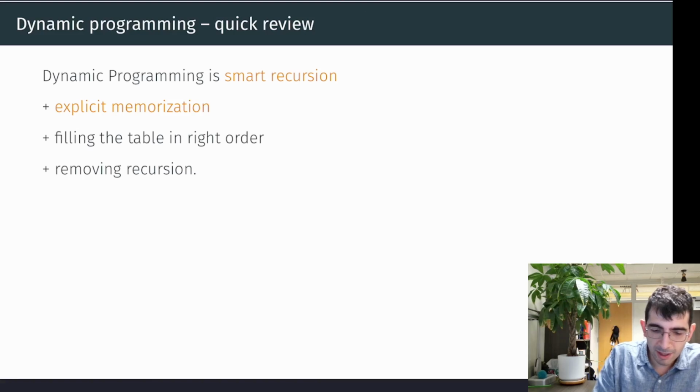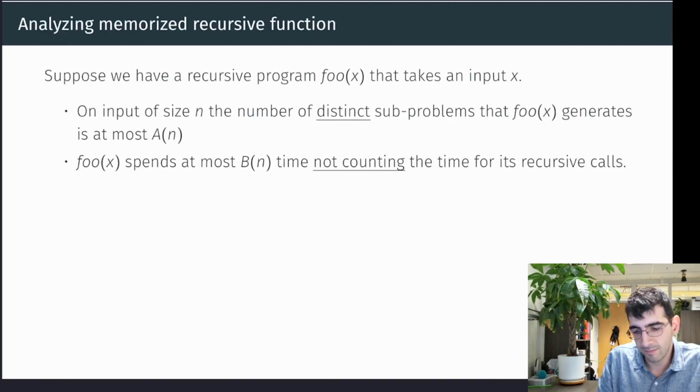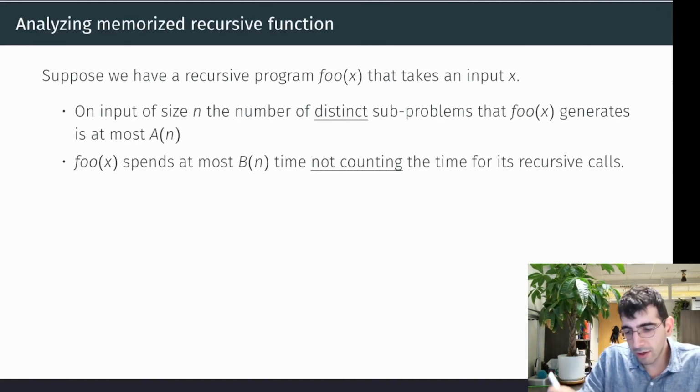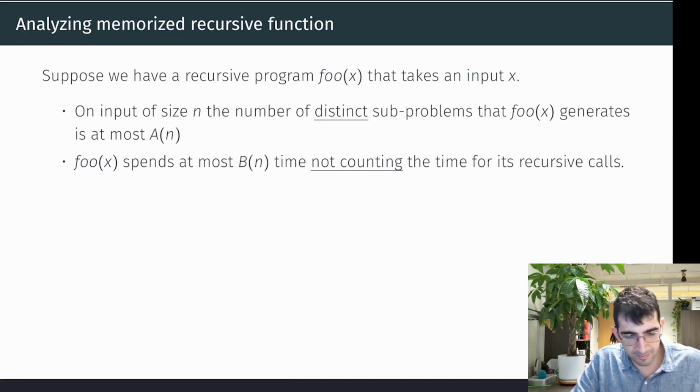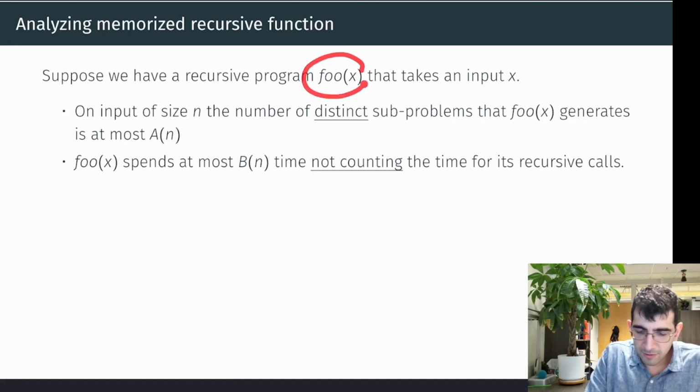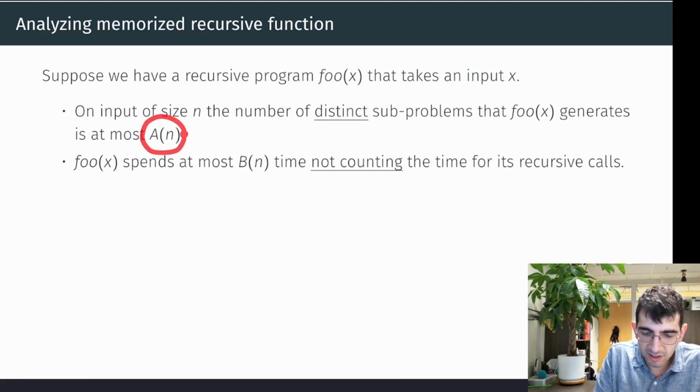So all we need for dynamic programming is, as we saw with the Fibonacci example, to have a table of outputs for each instance and to fill this table in the right order. Doing these three things allows us to remove the recursion. So let's say we have a recursive program. Let's step away from Fibonacci and abstract it even more, and say we have a recursive program foo that takes in some input x, and we know that the number of distinct subproblems that foo generates is at most some function of n.